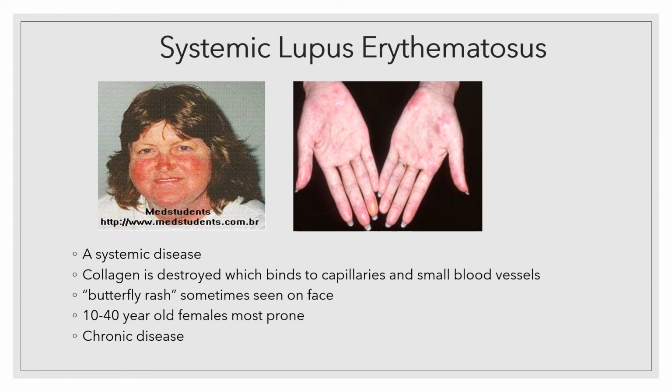Like I said, it is a systemic disease. The collagen is destroyed, which binds capillaries and small blood vessels. It's sometimes seen on the face as what's known as a butterfly rash. And the people most prone to get systemic lupus erythematosus are 10 to 40-year-old females.